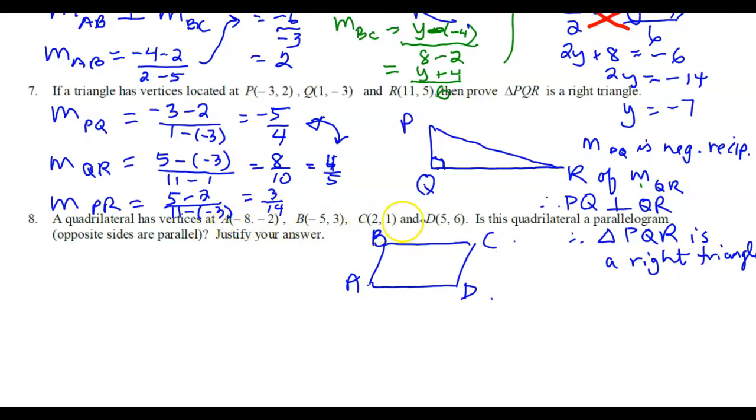So here, A, B, C, D, is it a parallelogram? So if it is, then is BC parallel to AD? Oh, that looks like DC. Just a sec. It didn't recognize my B.